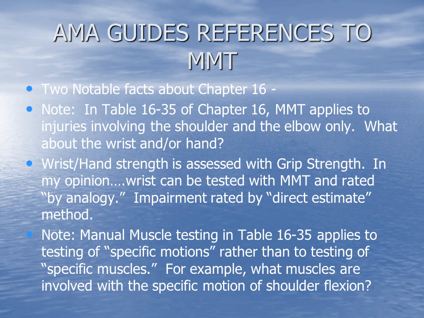because Chapter 16, at least Table 16-35, is concerned with injury, not to neural structures, but to extremity structures, such as shoulder injury. Imagine a contusion injury to a shoulder. We're rating loss of strength of the shoulder in specific motions rather than with specific muscles. And that makes Chapter 16 different from Chapter 15.